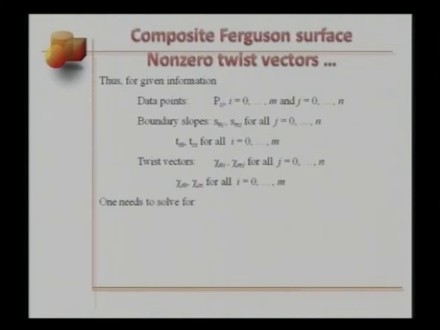One needs to solve for S_ij with equation A from the previous slide, T_ij with equation C from that slide, and chi_ij using equations B and D for i equals 1 up till m minus 1 and j equals 1 up till n minus 1.